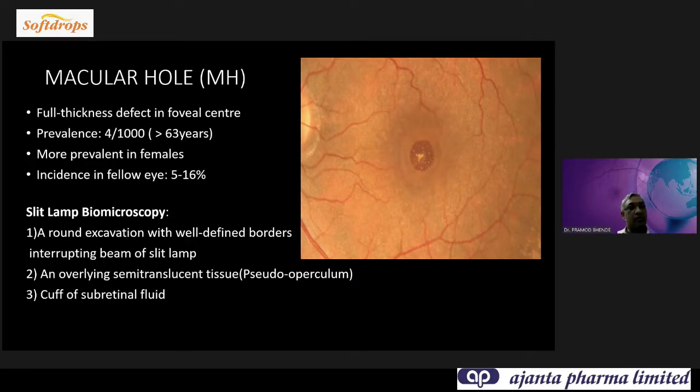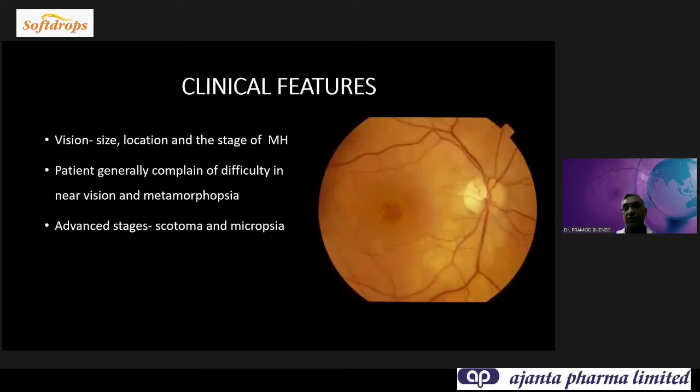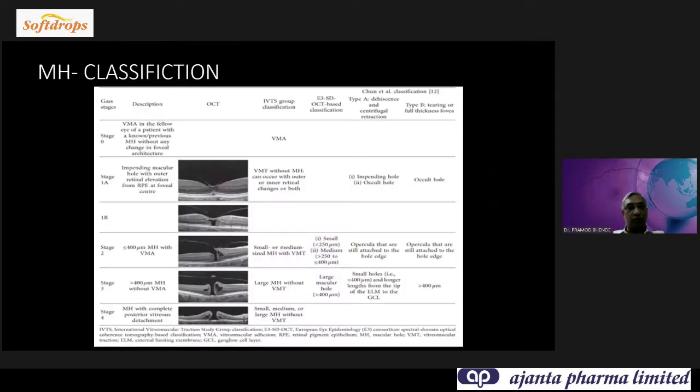Typically on slit lamp biomicroscopy, you see a round excavation with a well-defined border with the interrupting beam of the slit lamp and overlying semi-translucent tissue or pseudo-operculum. And there is sometimes a cuff of subretinal fluid. The vision depends on the size, location, and the stage of the macular hole. Patients generally complain of difficulty in near vision and metamorphopsia, and sometimes in advanced stages, there can be an obvious scotoma.